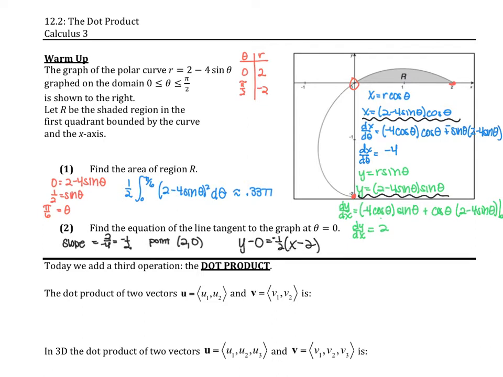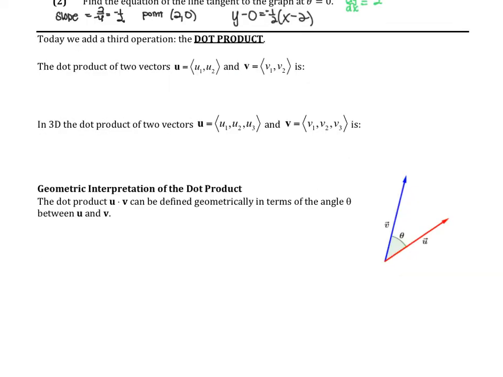Okay, how'd you do? All right, let's move on to our vectors. Today we're going to talk about a third vector operation. So far we've looked at vector addition and multiplication by a scalar, but today we're going to add a third operation to vectors, which is the dot product.